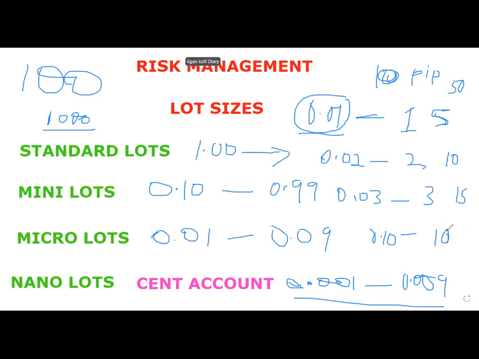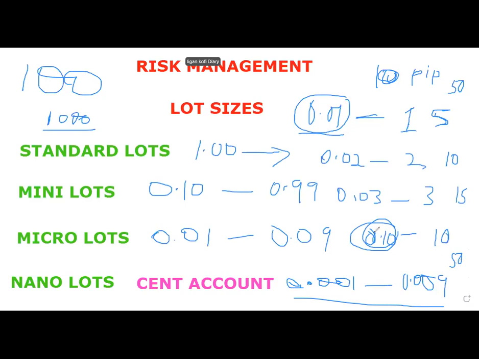With 0.10, 10 pips is $10. So if the trade goes in your favor 50 pips, that will be $50. The same way, if the trade goes against you 50 pips, that will be a $50 loss. So 0.10 as a lot size, just 50 pips against you will give you a $50 loss.